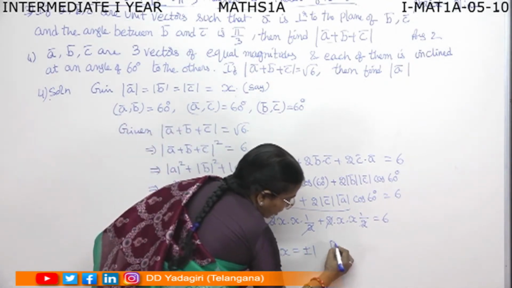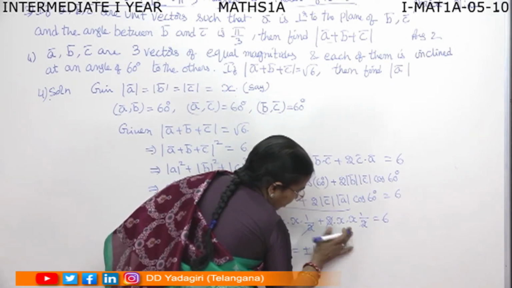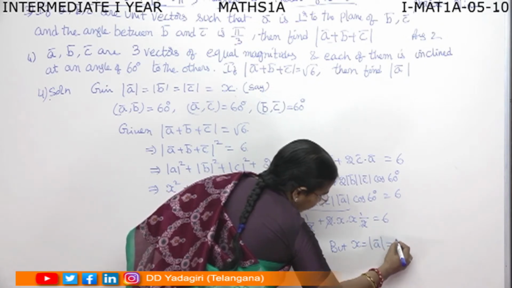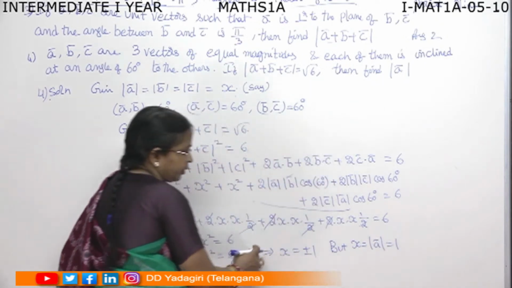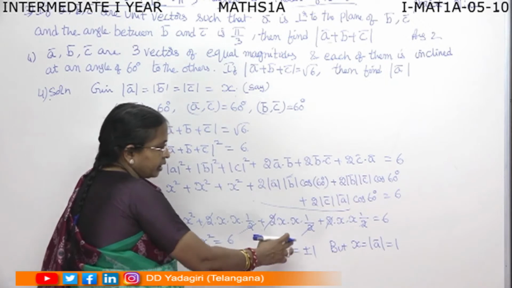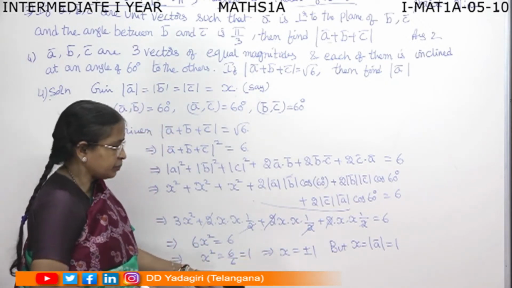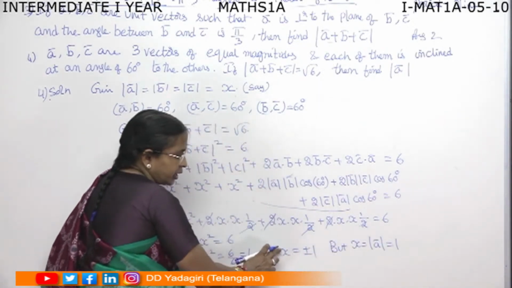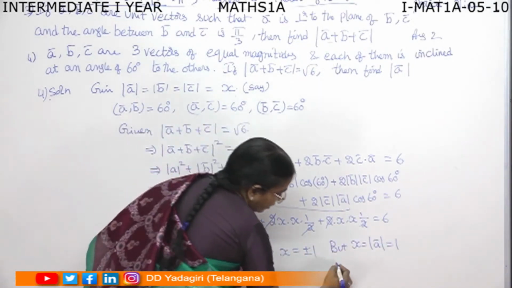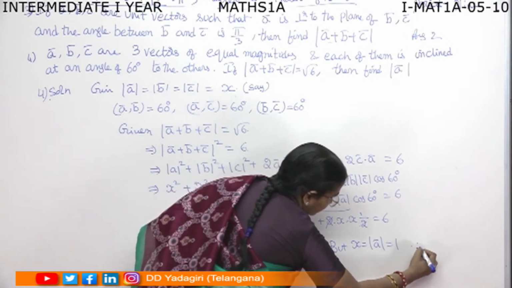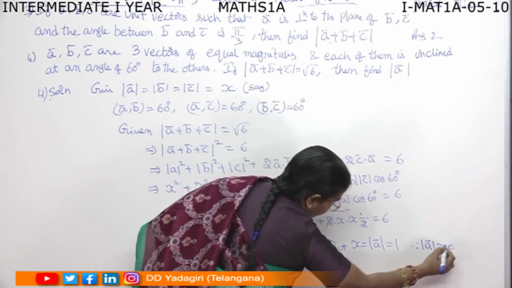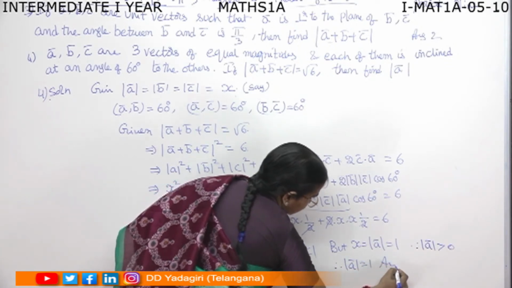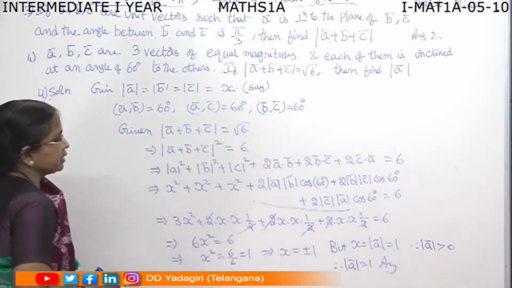But modulus, x is what? X is modulus of A. Mod A is always positive, because modulus of any vector is positive. So mod A is equal to 1. So x you should take as only plus 1, because mod A is greater than 0. So you'll write, therefore mod A is equal to 1. This is the answer.